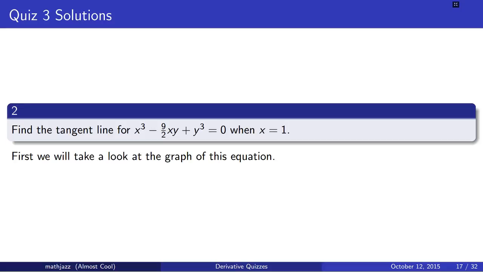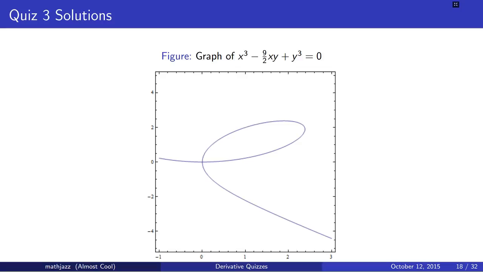First, we're going to take a look at the graph of this equation. So, this is a graph of the equation. Notice the vertical line x equals 1 crosses this graph at 3 different points. So that's what I was saying earlier. We're going to have to figure out the y coordinates of each of these points.